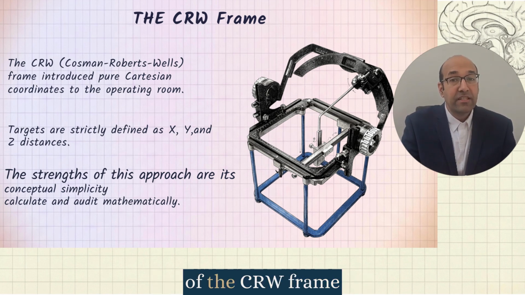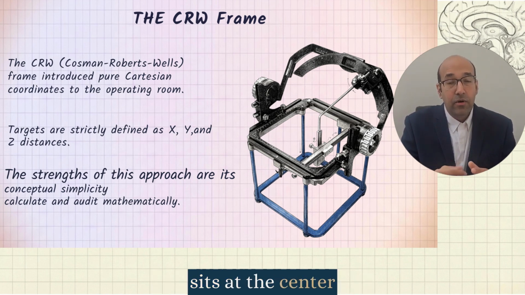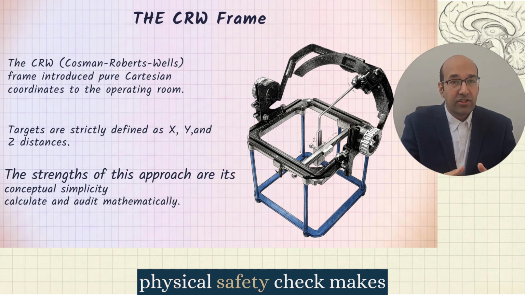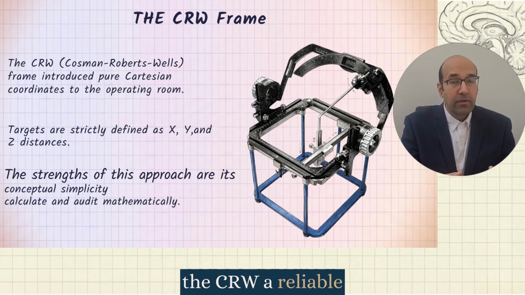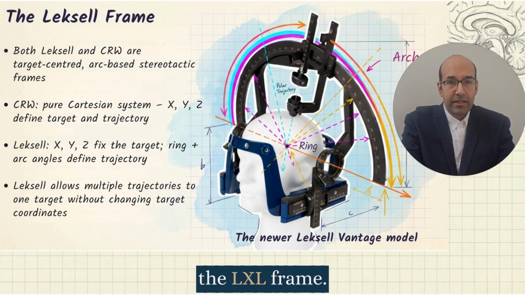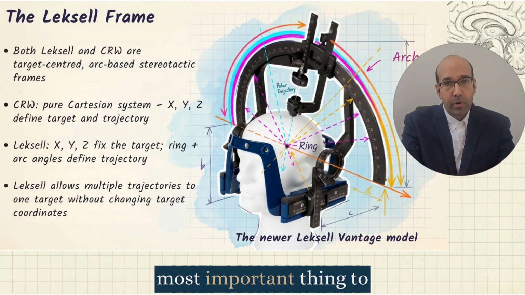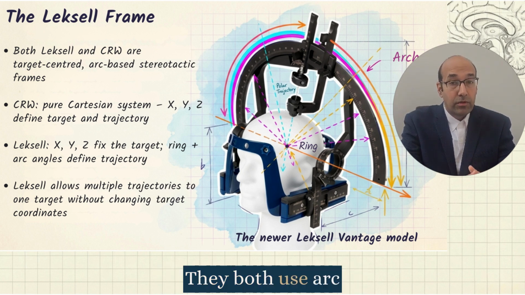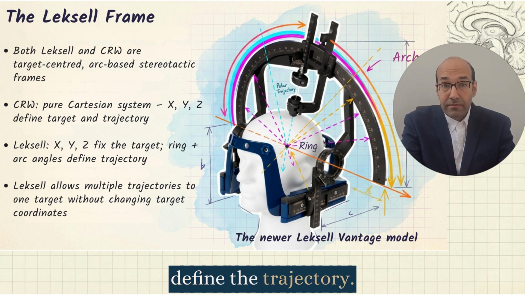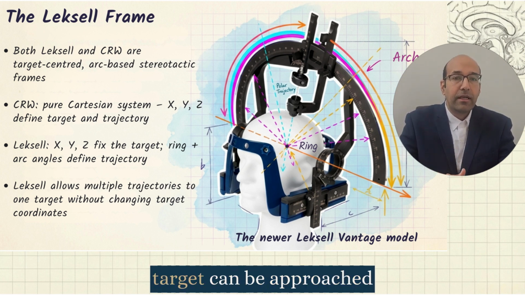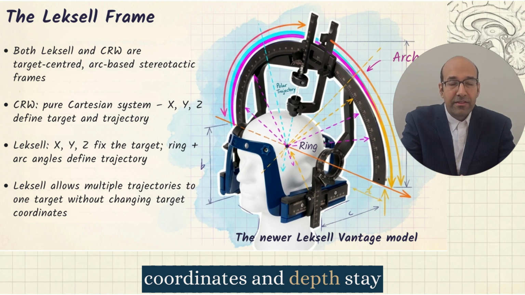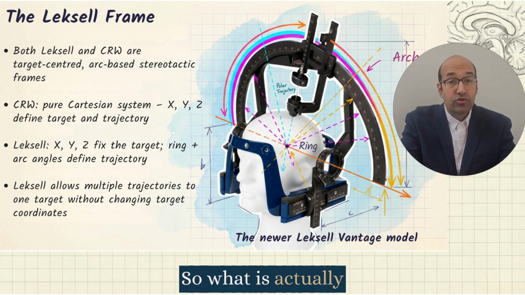The zero reference point of the CRW frame sits at the center of the frame itself. This combination of arc radius geometry and the physical safety check makes the CRW a reliable and auditable system. Now let's talk about the Leksell frame. And here is the most important thing to understand first. Both Leksell and CRW are arc radius systems. They both use arc and ring angles to define the trajectory. In both frames, the target can be approached from any direction, as long as the target coordinates and depth stay fixed. So what is actually different between them?